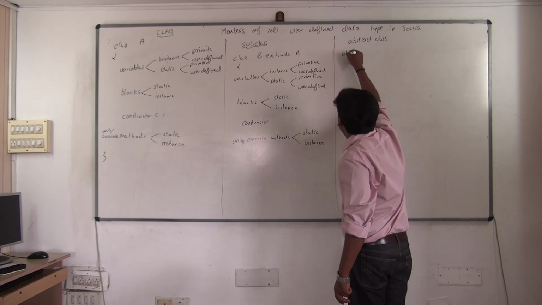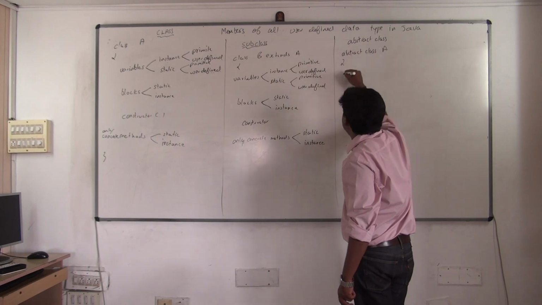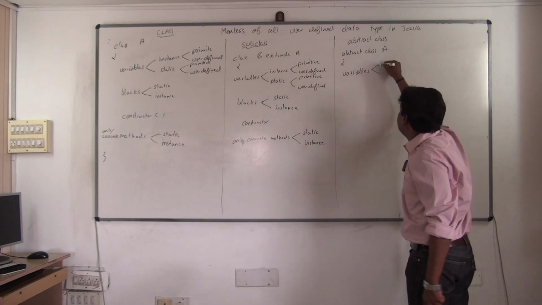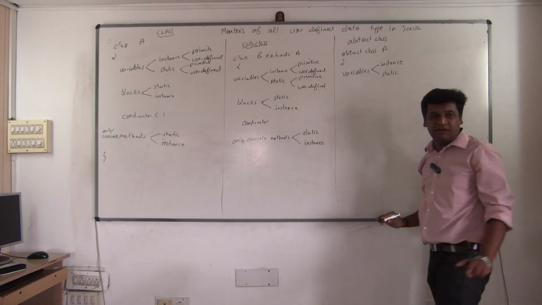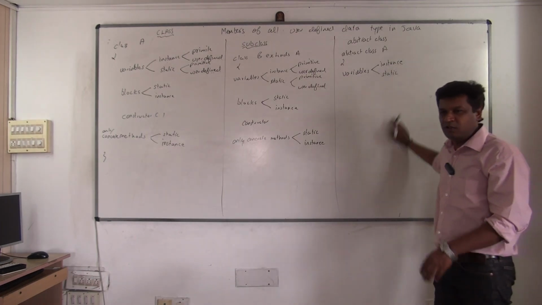Abstract class A. What are the members? Variables. I'll simply write it like this. Instance and static variables you can have. Just leave it, don't bother about primitive. It can have, but don't bother much now.